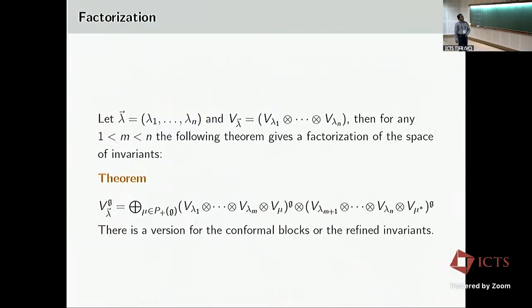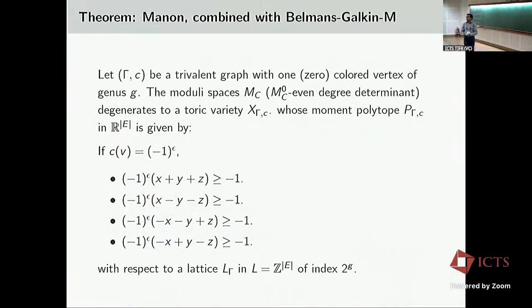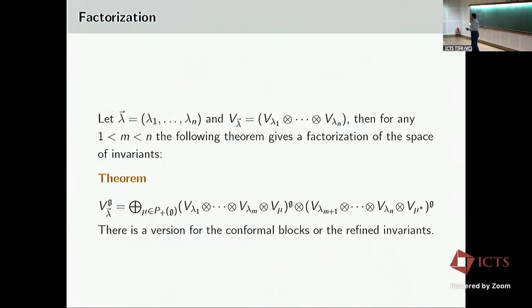Okay, so what goes on in Manon's degeneration? It's important because this is a kind of non-trivial input. So what goes on in this degeneration? This degeneration is fundamentally representation theoretic, and geometric as well. So this is a nice observation.